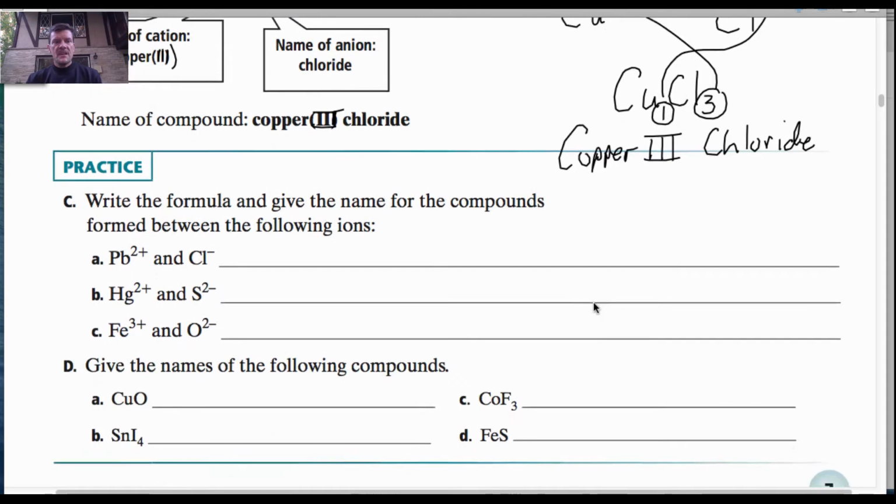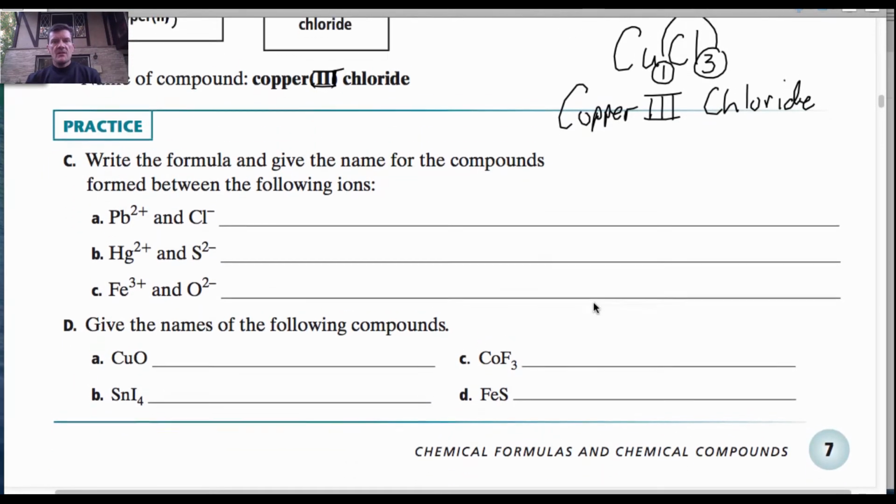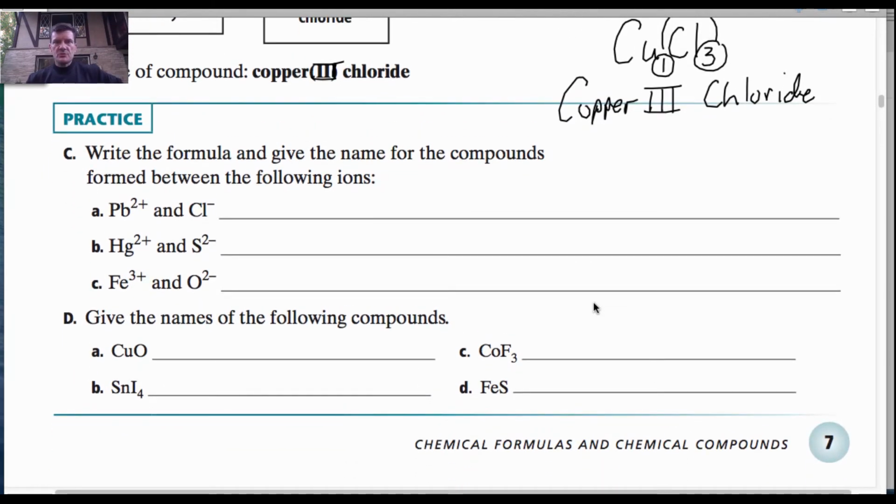Okay? IDE. Now, let's look at this one here really quick. We'll do a couple practice. This is lead 2+, and lead can have multiple ions. So we have to make sure that if it has multiple ones, that we use a Roman numeral. If it doesn't have multiple ones, if it's always a +1, always a +2, you don't have to use a Roman numeral. There are no other options. But lead has multiple ion possibilities. So this is lead 2 chloride.